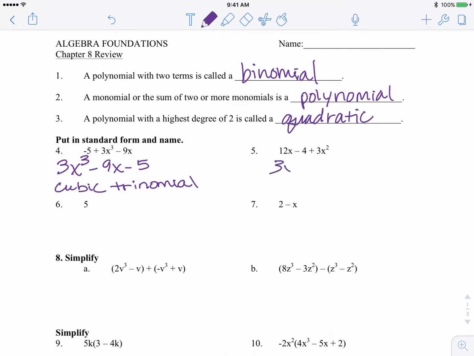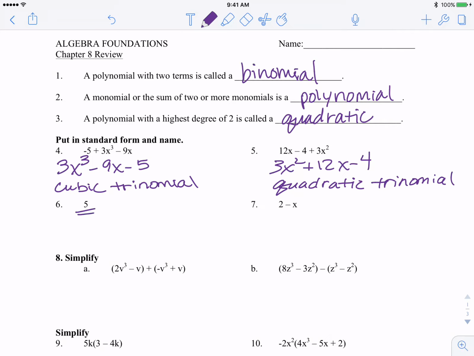Number 5 in standard form, that would be 3x squared plus 12x minus 4. Remember, all the signs need to stay the same. The squared term is positive, so it's going to stay positive. The x term is positive, it's going to stay positive, and the number is a negative 4, so it's going to stay negative 4. The highest exponent here is a 2, so this is a quadratic trinomial. Once again, trinomial because it has 3 terms. Think of the prefix tri means 3, like a tricycle has 3 wheels.